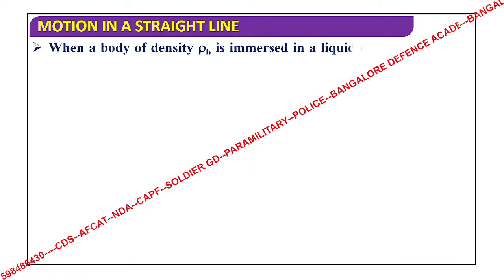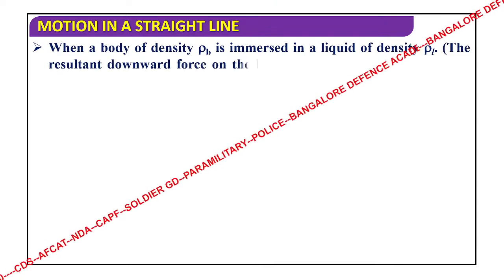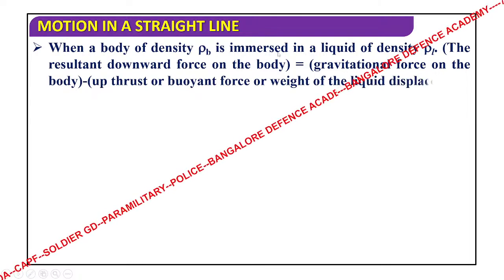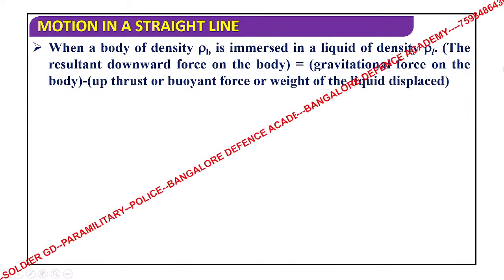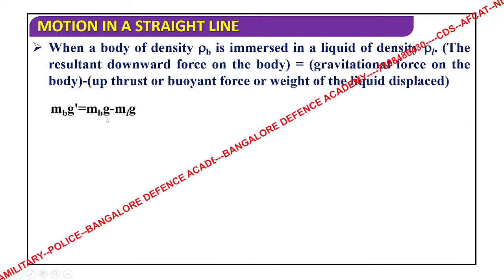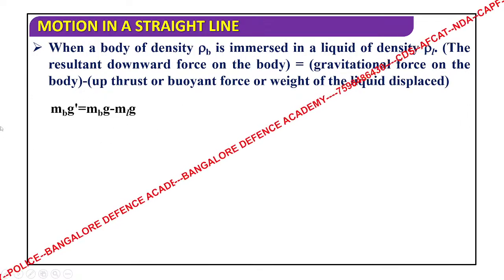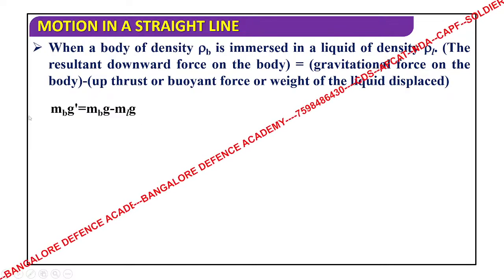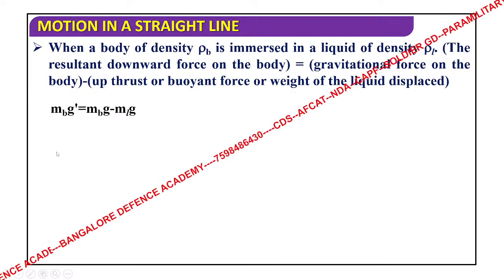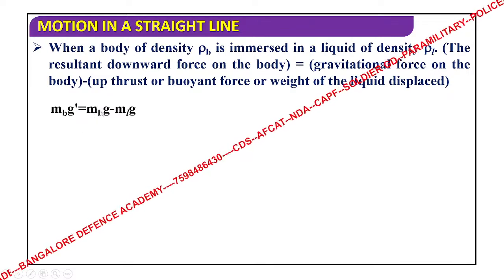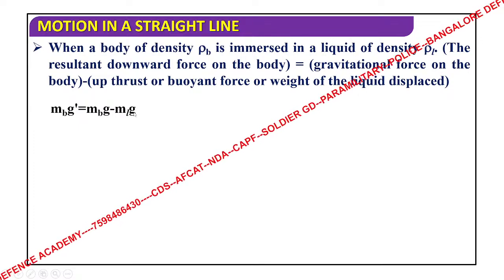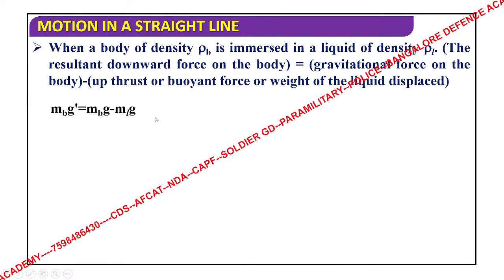Next, when a body of density rho b is immersed in a liquid of density rho l, the resultant downward force of the body is equal to the gravitational force. Just take down this equation. Don't write the definition, just take down the equation here. The mass of the body into g dash, the formula you have taken in the last slide. So the mass of the body into the gravitation minus the mass of the liquid into the g value.